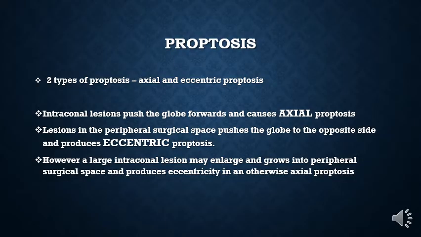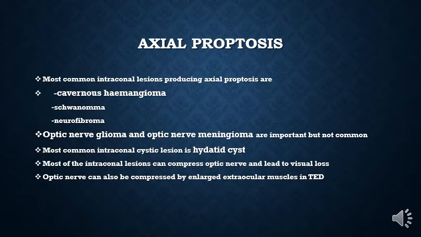There are two types of proptosis, axial and eccentric proptosis. Axial proptosis is the forward protrusion of the globe. Mostly the intraconal lesions cause this, and the lesions in the peripheral surgical space push the globe to the opposite side and produce eccentric proptosis. The most common causes of axial proptosis are the intraconal lesions, obviously. In that, the most common causes are cavernous hemangioma, schwannoma, neurofibroma. And the most common intraconal cystic lesion is the hydatid cyst. And also optic nerve glioma and optic nerve meningioma are important but not common.